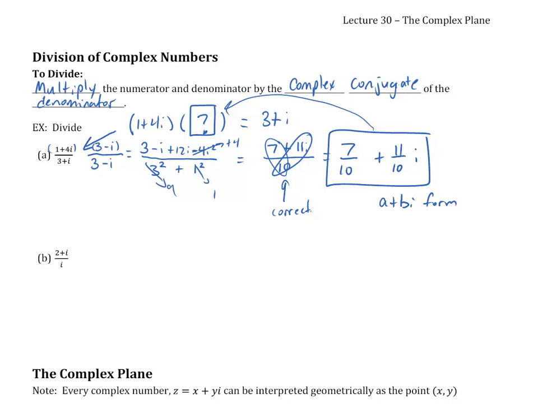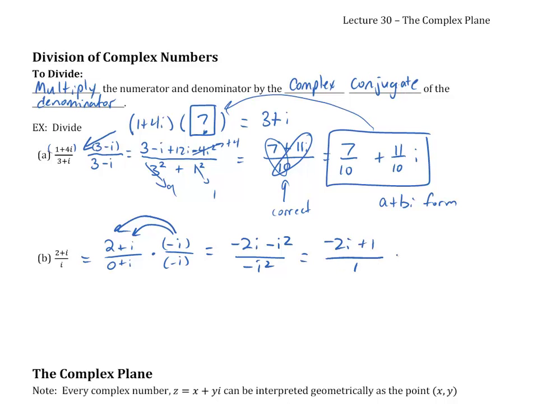On example B, we just have to remember on bottom we have a 0 plus i, so that the conjugate now is a 0 minus i, or just a minus i on top and a minus i on bottom, to multiply by the conjugate of the denominator. On top, that gives me a minus 2i minus i squared by distributing. And on bottom, I get a minus i squared. Remembering i squared is negative 1, that gives me a minus 2i plus 1. And on bottom, I have a 1. So really, this is just 1 minus 2i. That's the answer to that division problem.